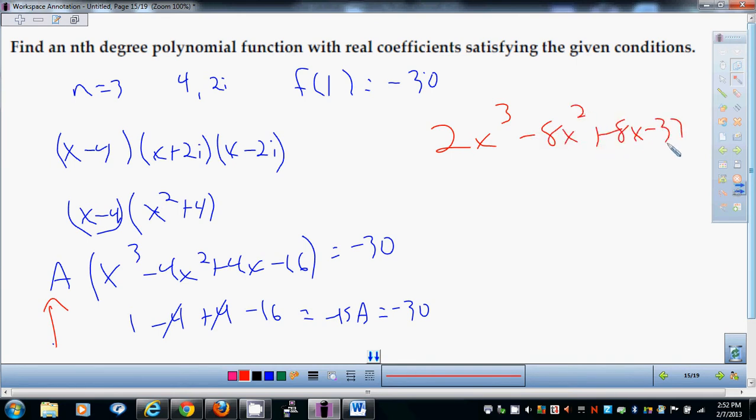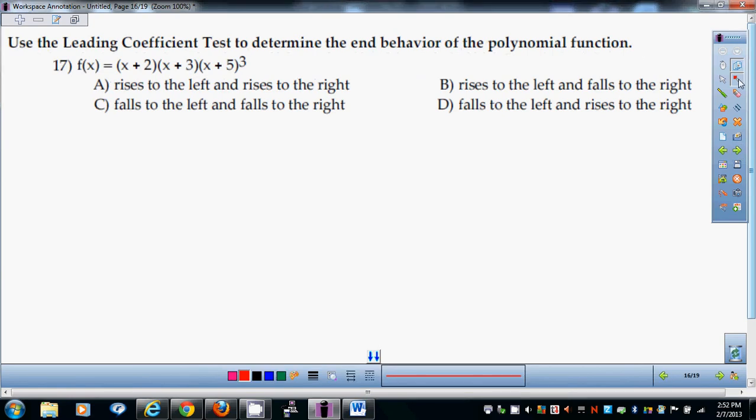Number 17, use the leading coefficient to determine the end behavior. The leading coefficient, well, if you were to FOIL all this out, which I'll let you do on your own time, that would just be x to the 5th with a positive 1 in front of it. So end behavior, odd, positive: you should look at your end behavior chart and find that odd positive is down, up, which means falls to the left, rises to the right, which would make it D.